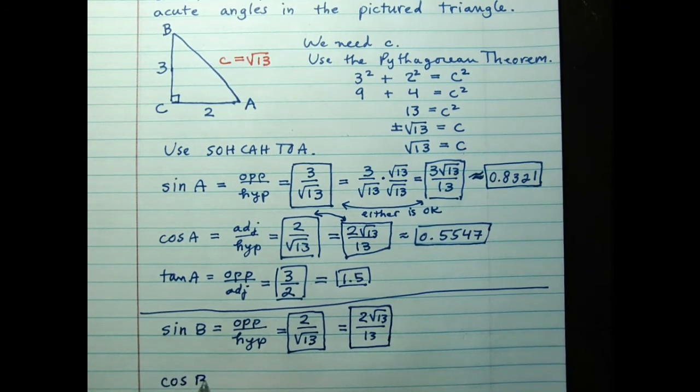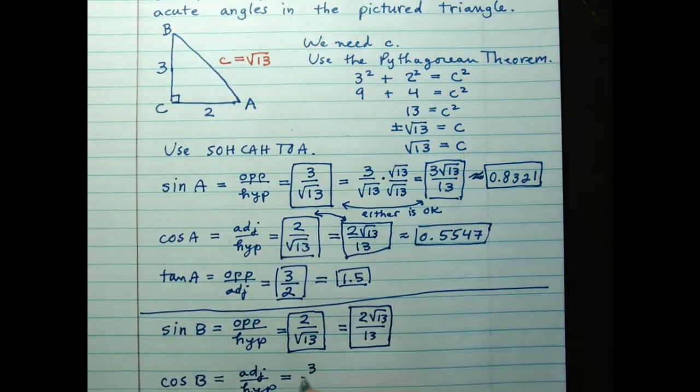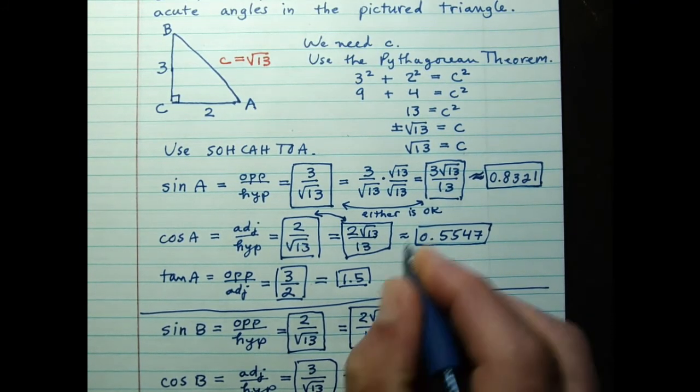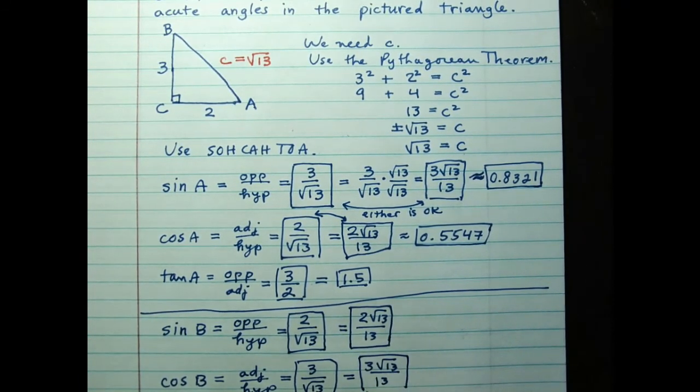Cosine of B is adjacent over hypotenuse. For B, the adjacent side is 3, so that's 3 over the square root of 13. And I'm not writing the decimals for these because this one also appears up above, so we have its decimal written down. And again, either one is okay.